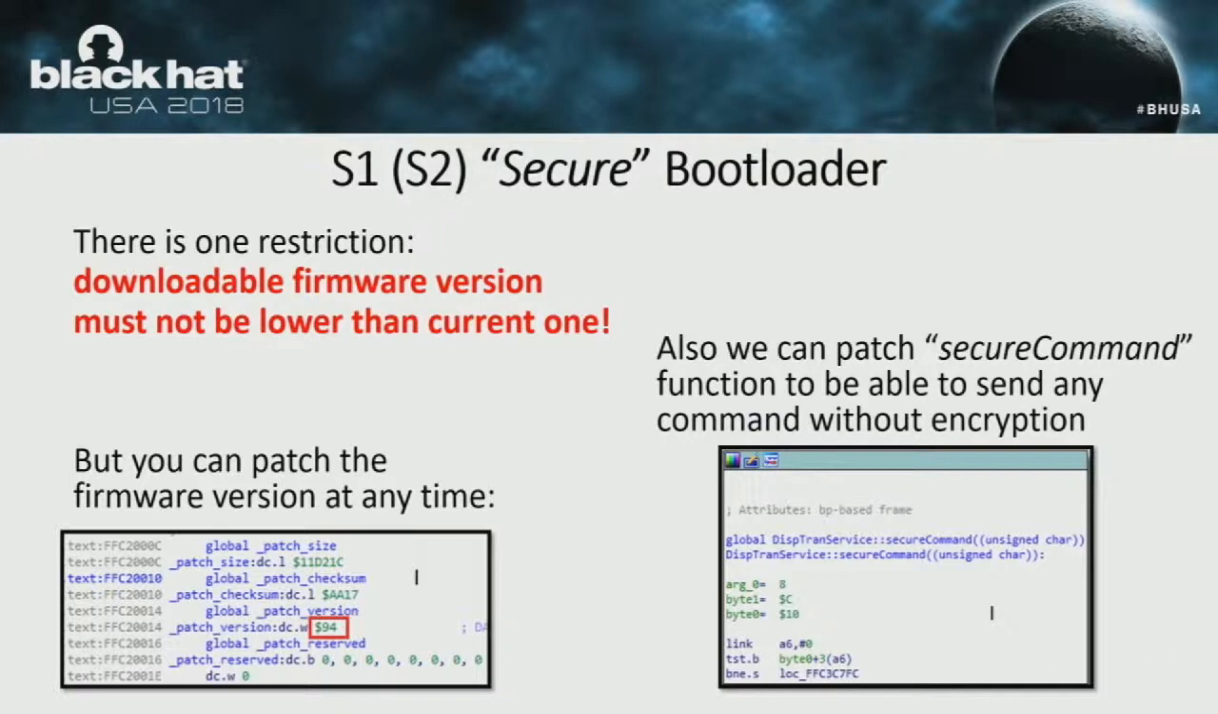Money withdrawal was still a problem. The encryption function was professionally implemented, so we decided to patch the secure command function so that it would allow executing any secure commands without any encryption. To do that, you just need to move 0 to D0 in assembly language and then perform a return call.